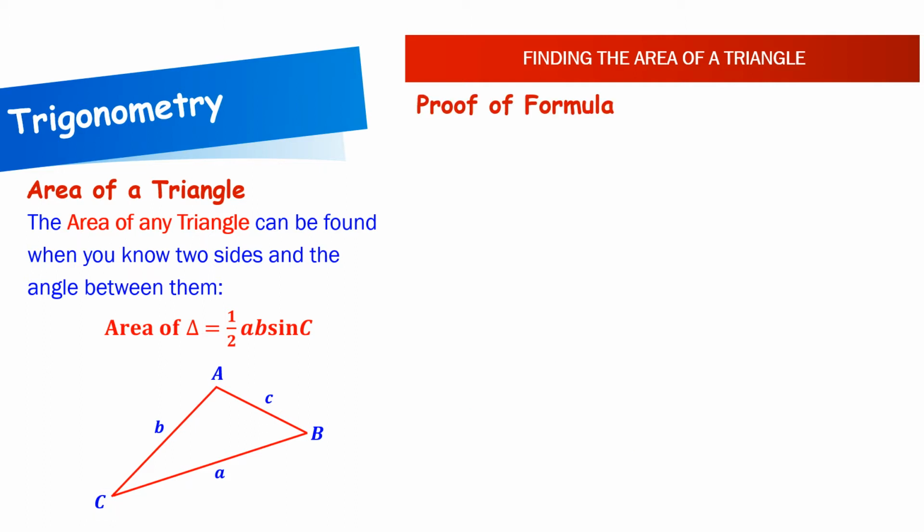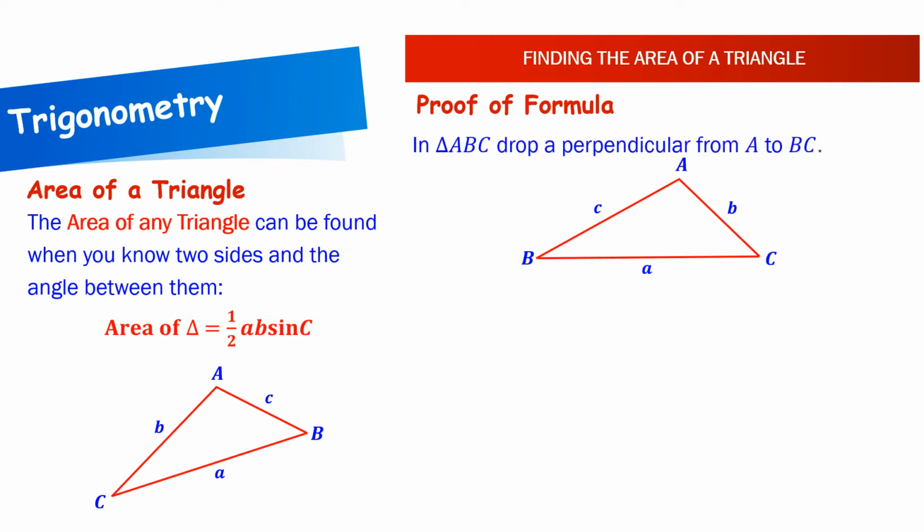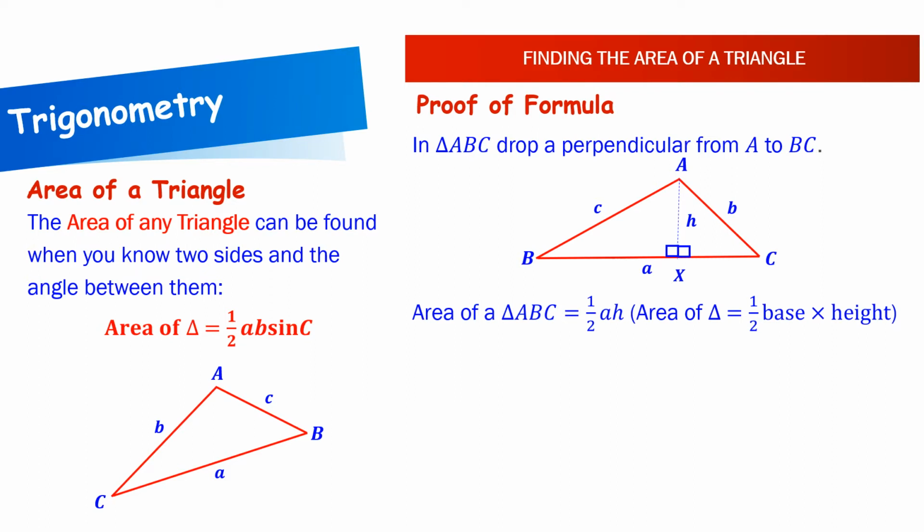We are now going to proceed to prove that the area of a triangle is equal to half ab sine C. Consider the triangle shown. In triangle ABC, drop a perpendicular from A to BC, as shown. The height is denoted by h. We know from previous knowledge that the area of a triangle is half base times the perpendicular height. So in our triangle ABC, this equals half a times h.